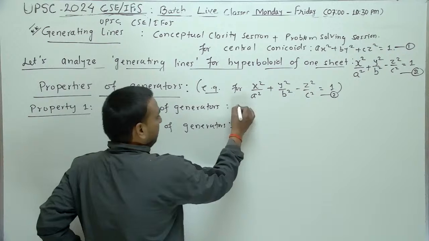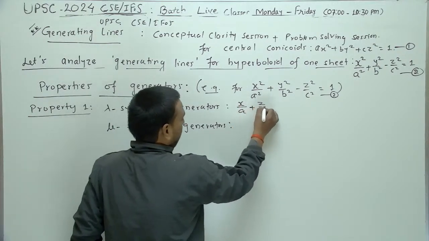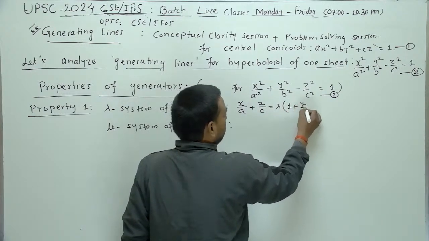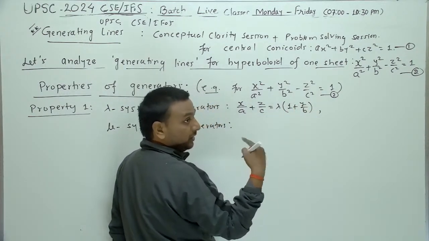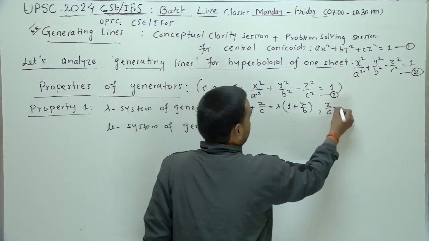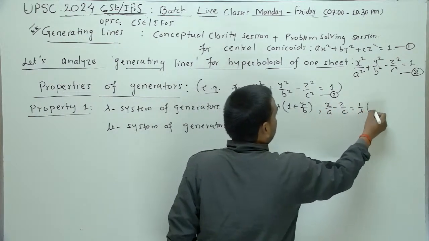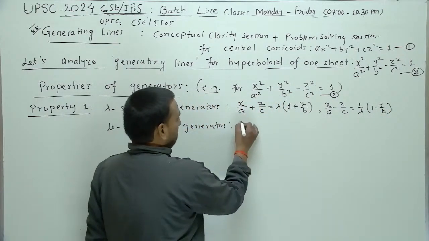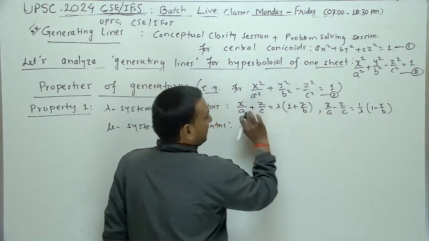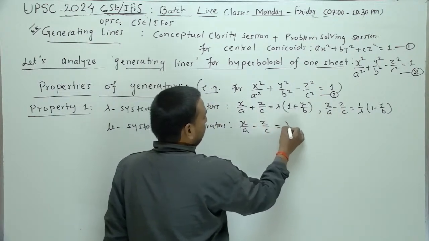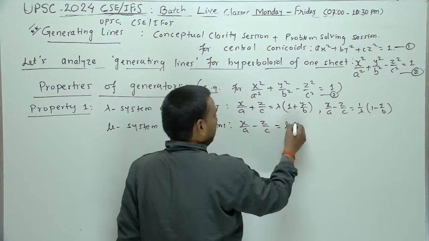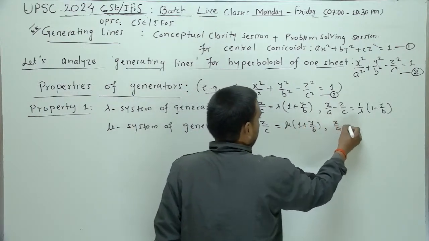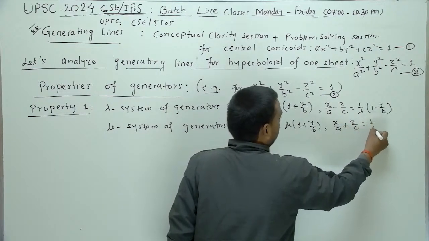If you talk about the lambda system of generators, that is written like x upon a plus z upon c equals lambda into 1 plus y upon b. I have already told in method 1 how to write that. The other is x upon a minus z upon c equals 1 minus y upon b divided by lambda. ध्यान से देखते रहना. The mu system we write by only exchanging the LHS factors, with the RHS remaining as it is, with the other parameter mu. So that is the way to write generators. Please remember this, otherwise a blunder can happen.